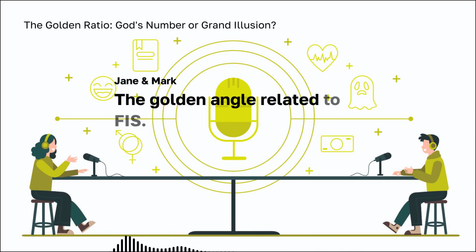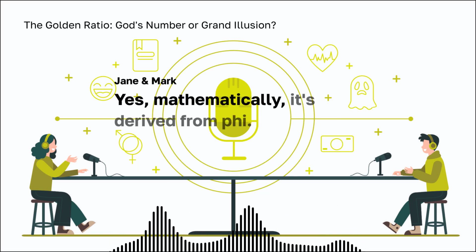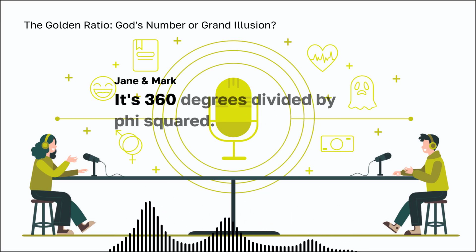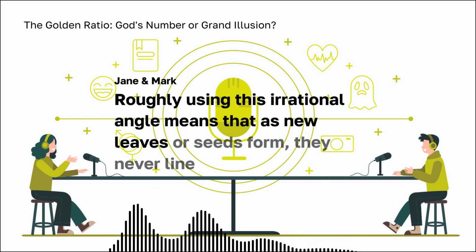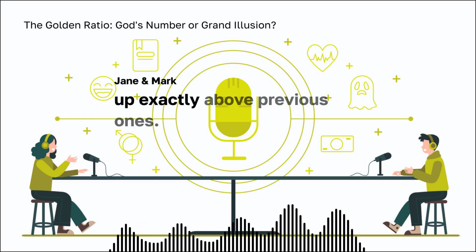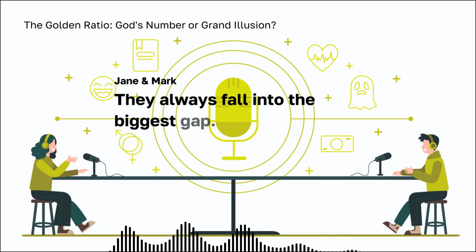The golden angle is related to phi? Yes, mathematically it's derived from phi. It's 360 degrees divided by phi squared, roughly. Using this irrational angle means that as new leaves or seeds form, they never line up exactly above previous ones. They always fall into the biggest gap.